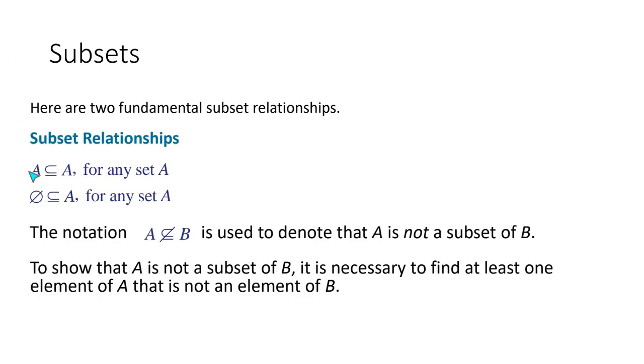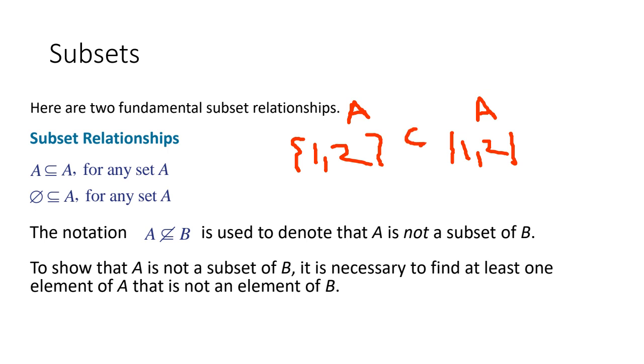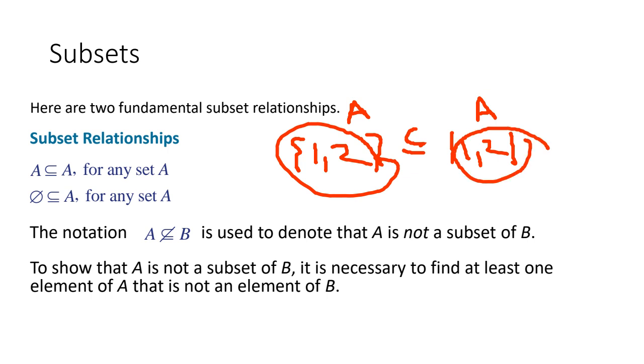The first one here, A is a subset of A, is always true, and the reason is, let's say A is 1 and 2, and B is 1 and 2. So this is A, and well, this is A also. And if we want to know if it's a subset, then we're asking ourselves, is everything here inside of here? And the answer is yes, and so that's always going to be true there.